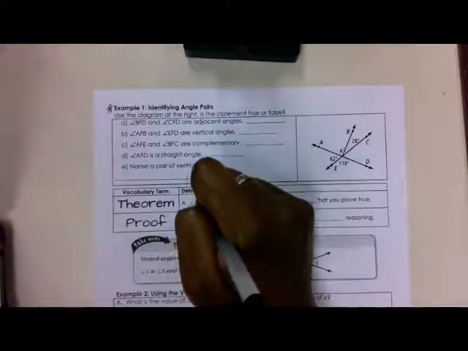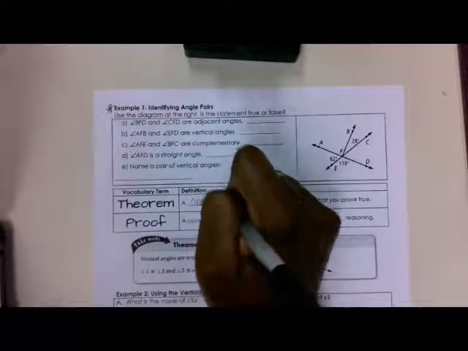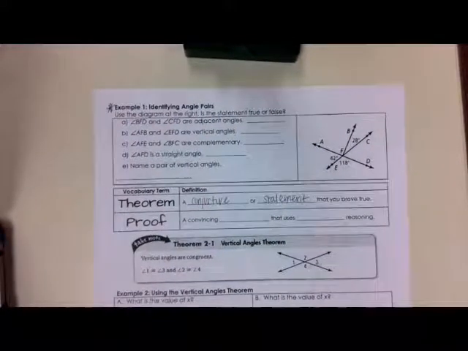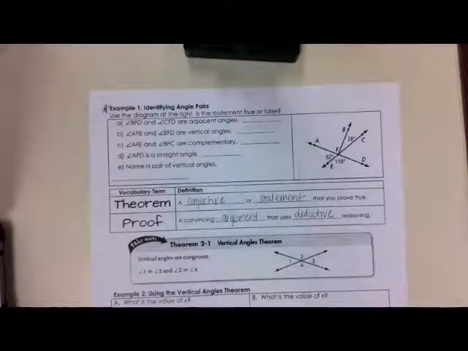So, a theorem is a conjecture or a statement that you prove true. Well, then what's a proof? A proof is a convincing argument that uses deductive reasoning. Deductive reasoning has facts. You can say this, which implies that.